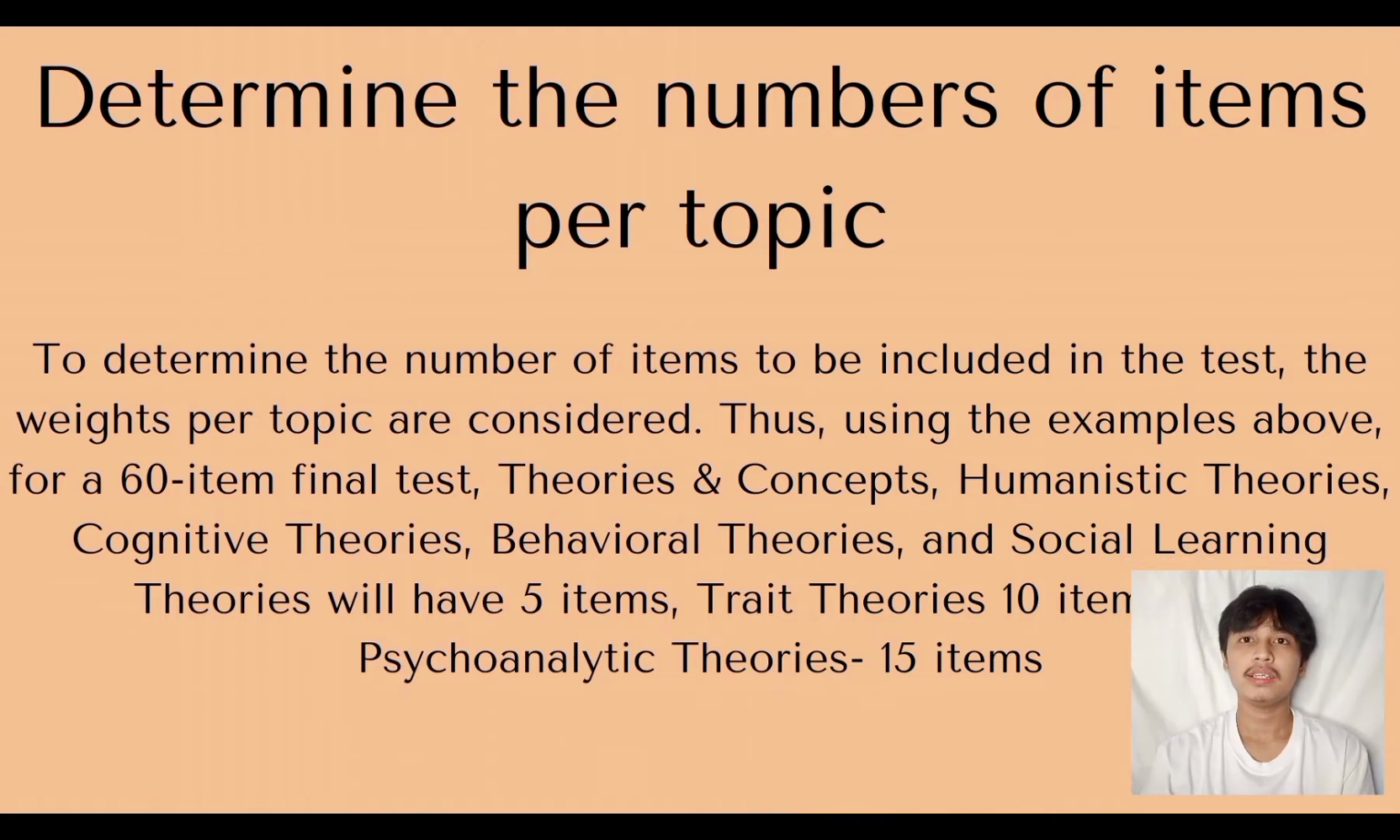Decide how many items each topic will have. The weights assigned to each topic are taken into account when deciding how many items will be on the test. Consequently, based on the aforementioned examples, a final test with 60 items will have 5 items each for theories and concepts, humanistic theories, cognitive theories, behavioral theories, and social learning theories, 10 items for trait theories, and 15 items for psychoanalytic theories.